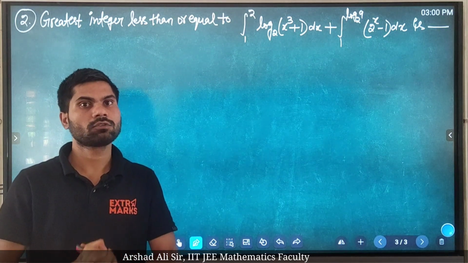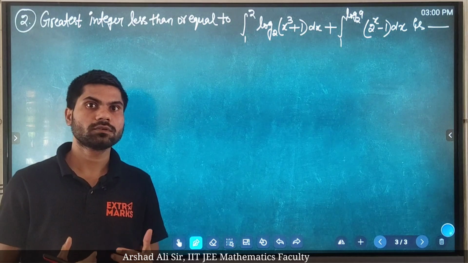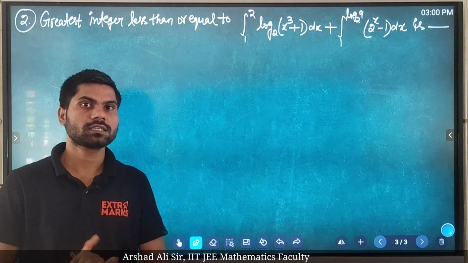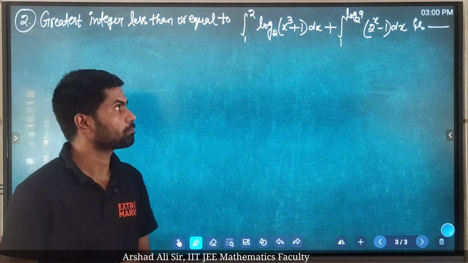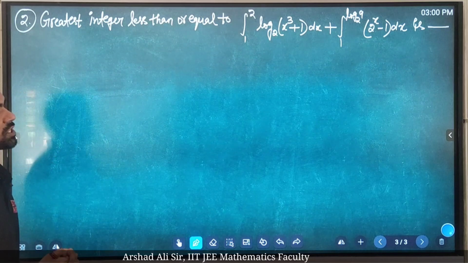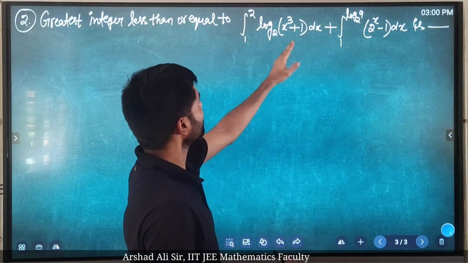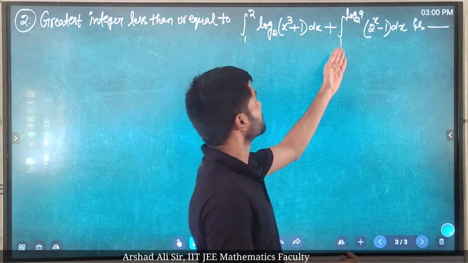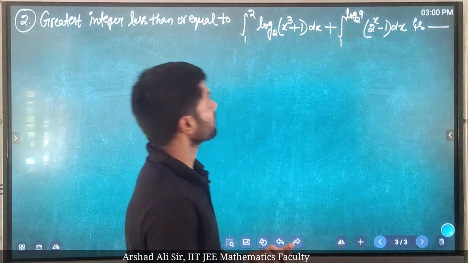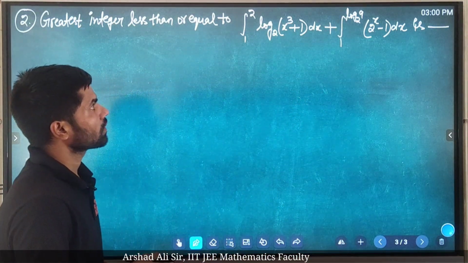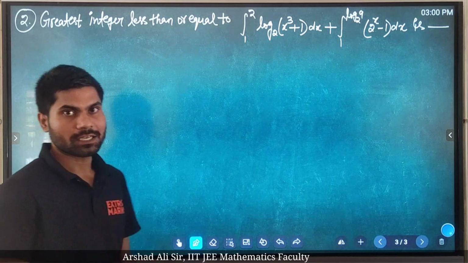We already know how to find the greatest integer value. Suppose you are given 2.5, so the greatest integer value will be 2, only the integer. Now see this question: we have limits 1 to 2 of log base 2 of (x cube plus 1), and limits 1 to log base 2 of 9 of (2 to the power x minus 1). So these are the two integrations.